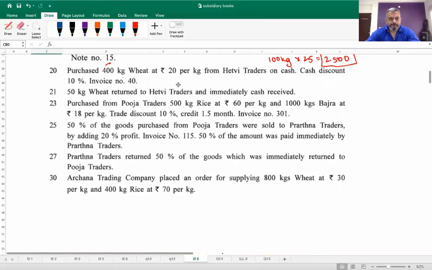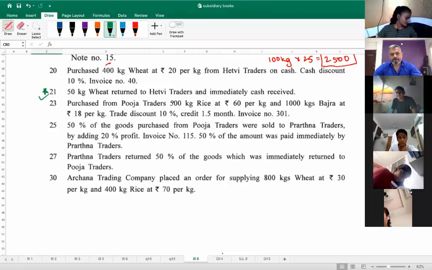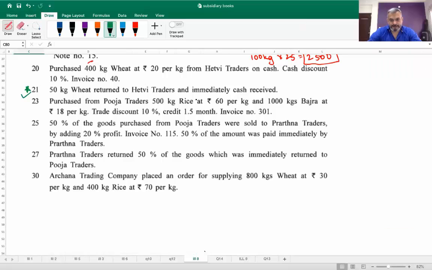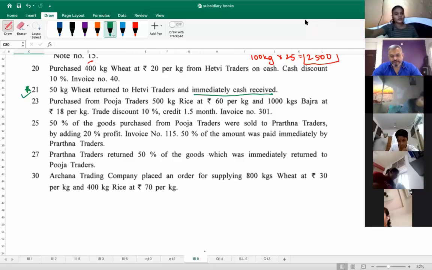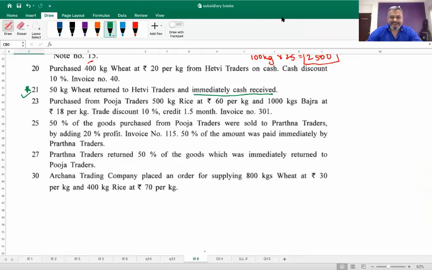Next, 50 kg wheat returned to Hetvi Traders and cash received immediately. Mark it, again important. Will it come in our subsidiary books? No, sir. It is cash. Where will cash go? Cash book. Okay, so we record it in cash book. Be careful.